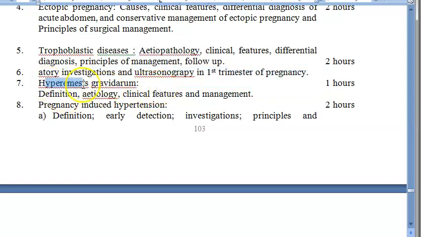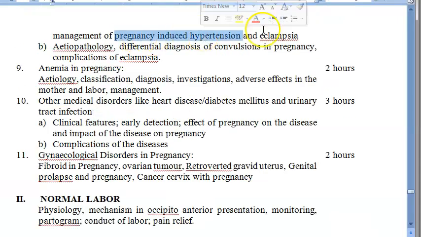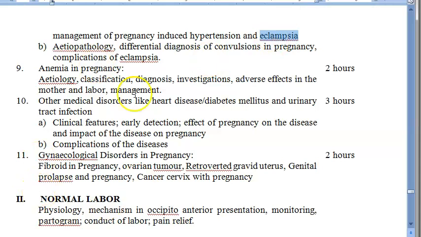Ultrasonography, hyperemesis gravidarum, right? Vomiting, hyperemesis gravidarum, okay? Pregnancy-induced hypertension, what comes here? Preeclampsia, then eclampsia. Eclampsia is seizures, isn't it? So preeclampsia can become eclampsia. Preeclampsia will be the hypertension and then it will become eclampsia, isn't it? So for preeclampsia, they say it should be after 20 weeks of pregnancy, okay?